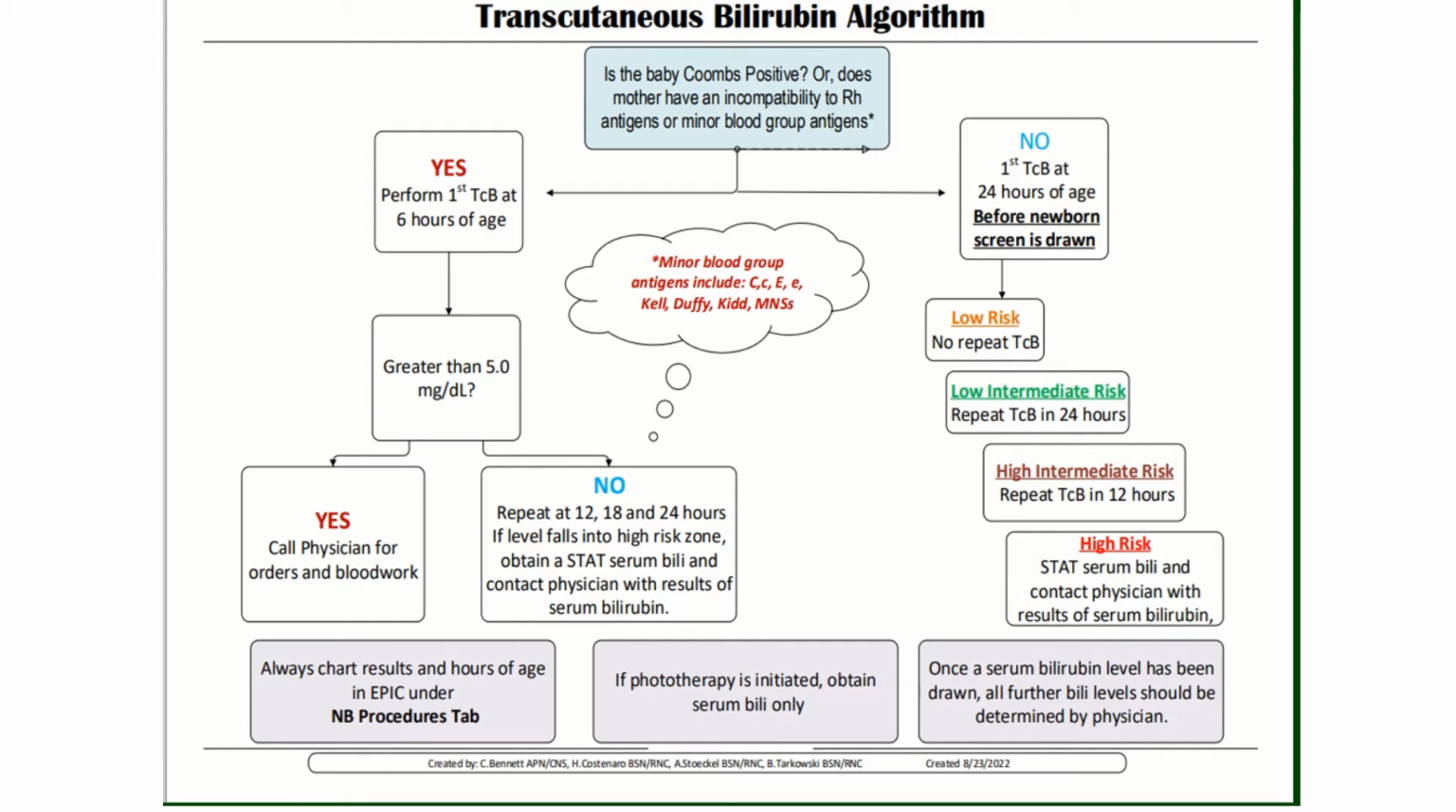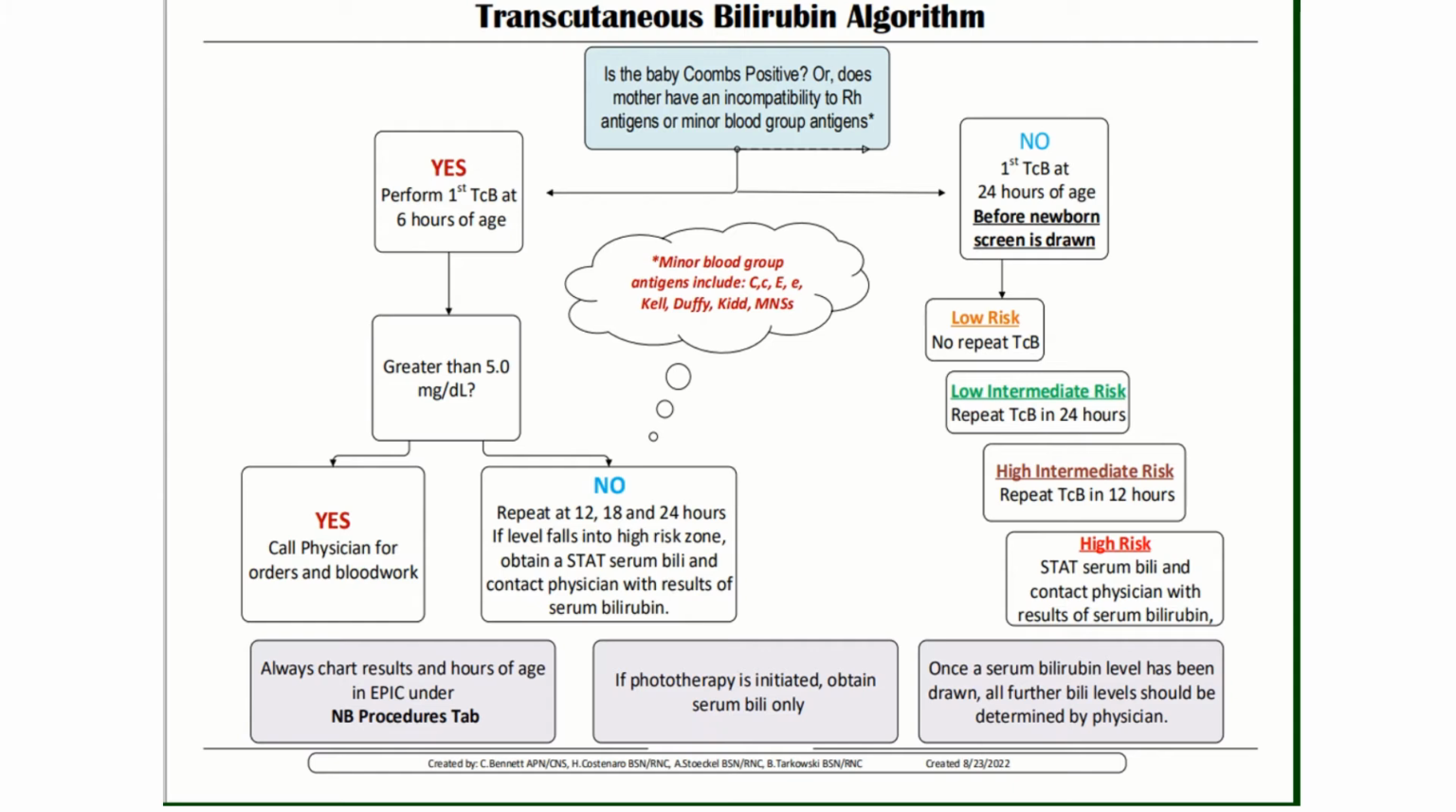If the newborn is Coombs positive or was born to a mother with positive antibodies, you will refer to the left and perform the transcutaneous Bili level at 6 hours of age. If that result is greater than 5, you will call the physician and obtain orders for blood work for a serum Bili. This may also include an H&H and a retic count, depending on the physician.